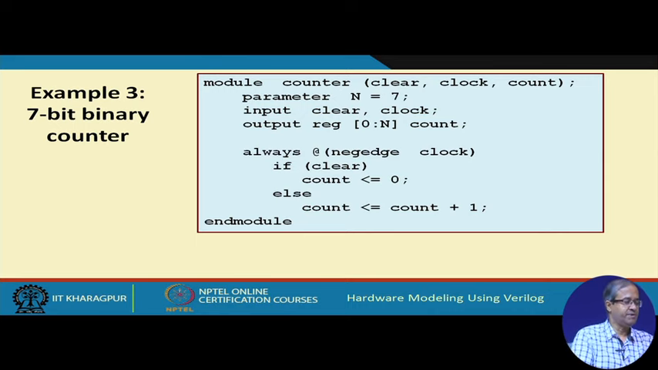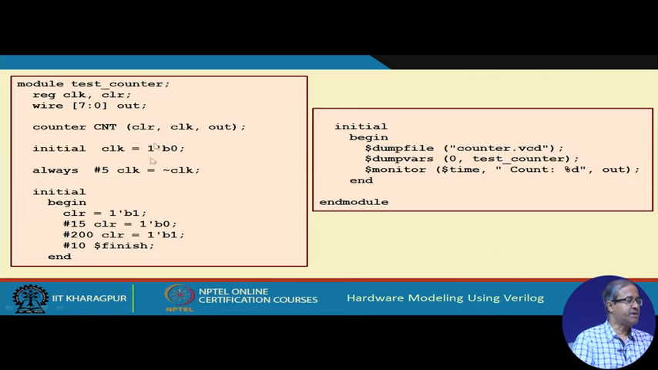So, now let us take another example. It is a 7-bit binary counter. So, clear, clock and count. At negative edge of clock, whenever clock is going from 1 to 0, if synchronous clear is 1, I am clearing, otherwise incrementing. So, the test bench we are writing like this. For the counter it is very simple. Initially we are saying clock equal to 1 in one initial block. In another always block, after a delay of 5, clock equal to not clock.